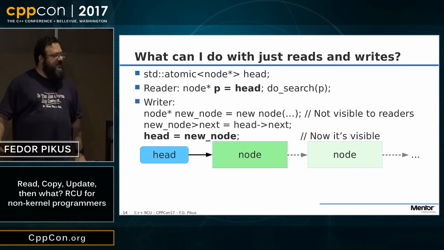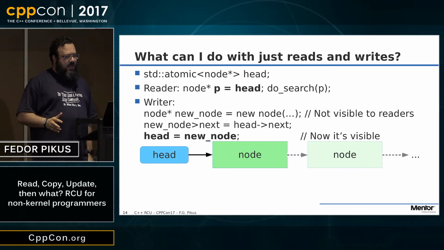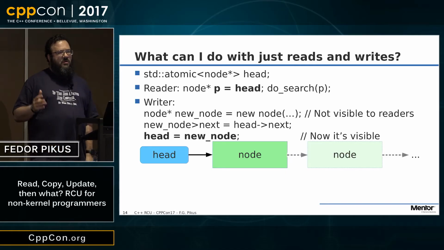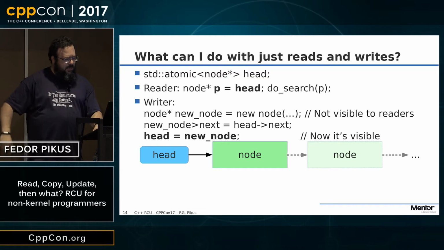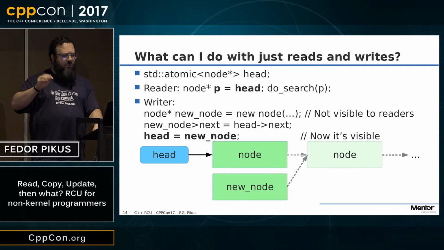Well, we can do something like this. We have this list, and let's say our write is we want to stick a new node into it. Our readers just start from the head and search the list. Our writer, we have only one, comes in and creates a new node. So far nobody cares, it's not visible to anybody yet. I'm going to replace the node at the head, so I'm going to change what the first node is.